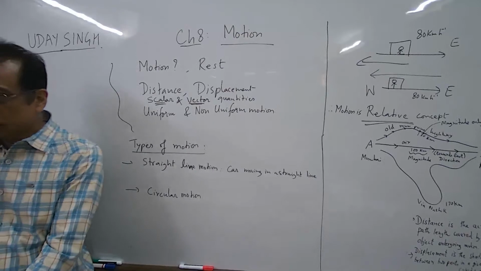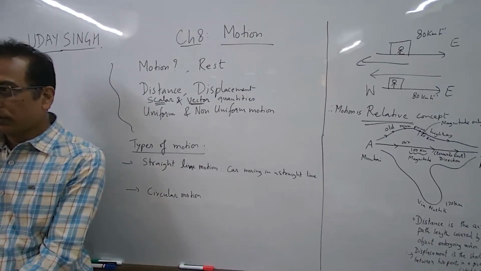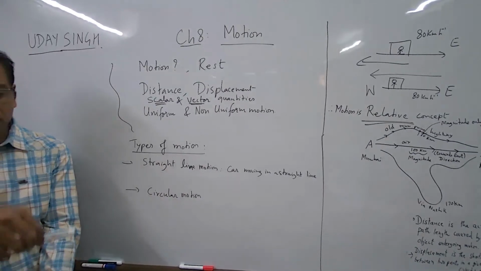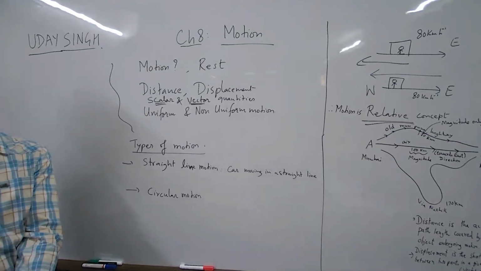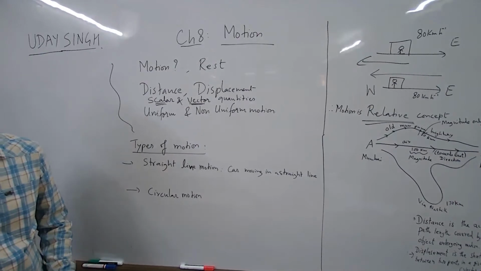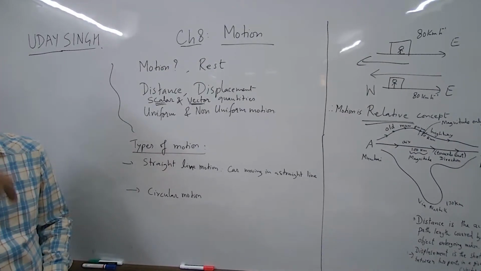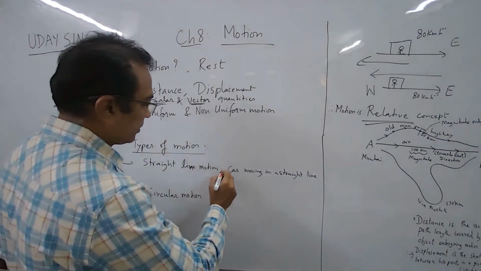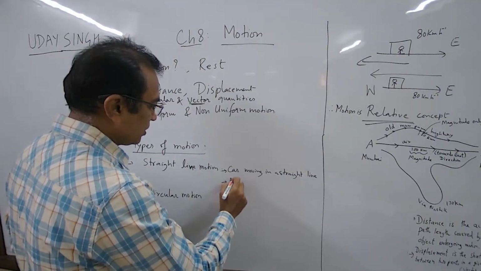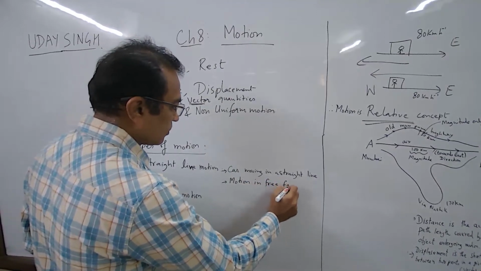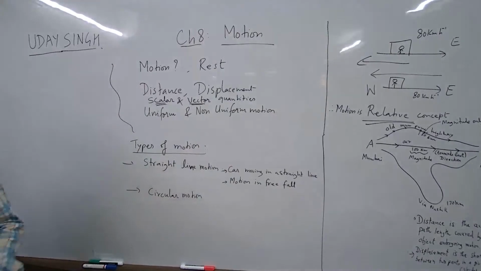What about this motion? Everyone. Is it a straight line motion? No. Is it straight or no? If I throw it like this, is it straight? Let's say it goes up and comes down. Is it a straight line motion? So motion in free fall. Okay? These are the two types of straight line motion.